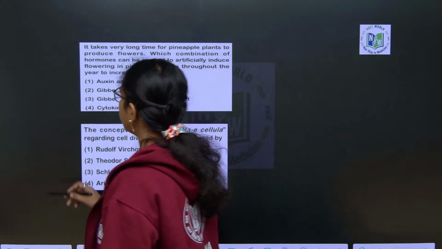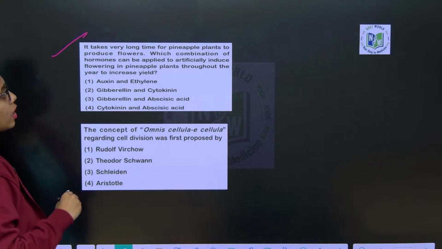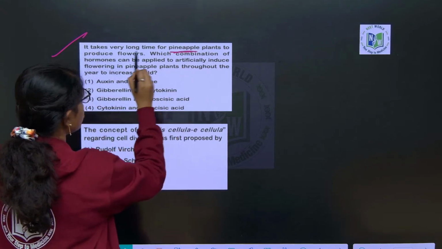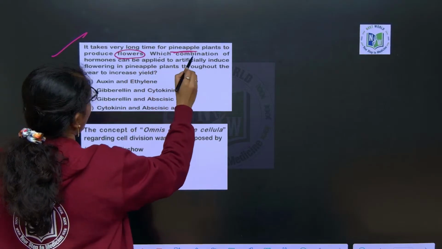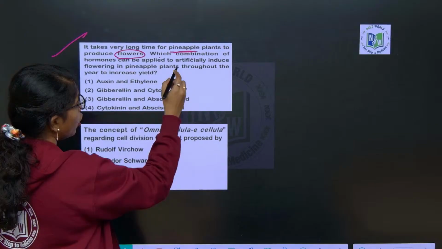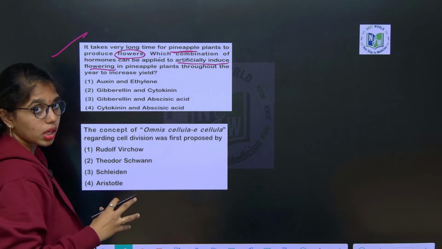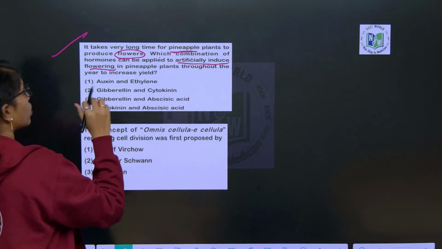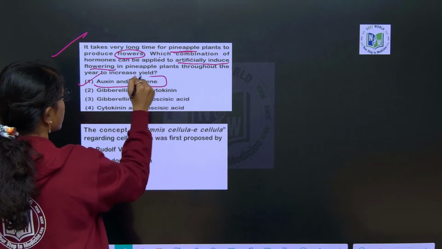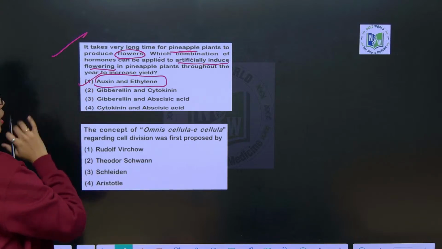Next question, this is from phytohormones or plant hormones. It takes a very long time for pineapple plants to produce flowers. Application based question, look carefully. Which combination of hormones can be applied to artificially induce flowering in the pineapple? To induce flowering, especially female flowering, it is with respect to 2 hormones, that is auxin and ethylene. Clear? So here the option is 1.